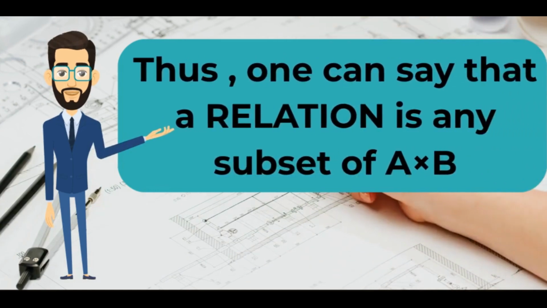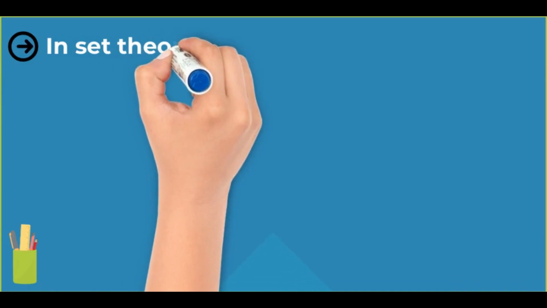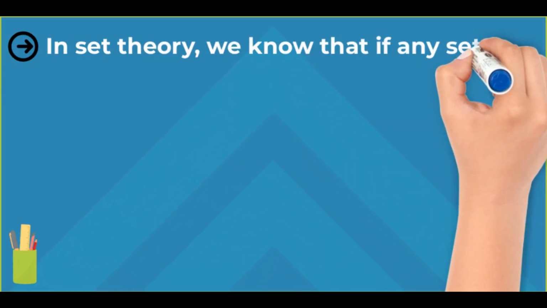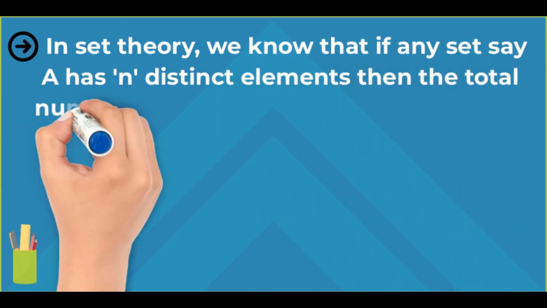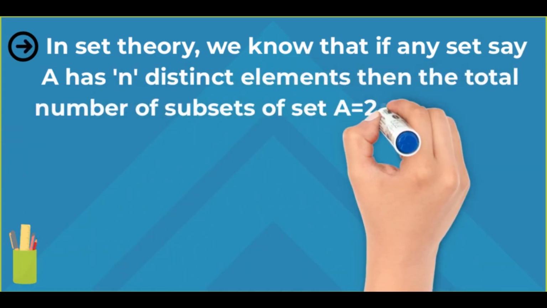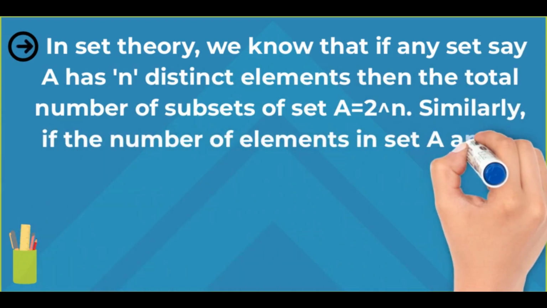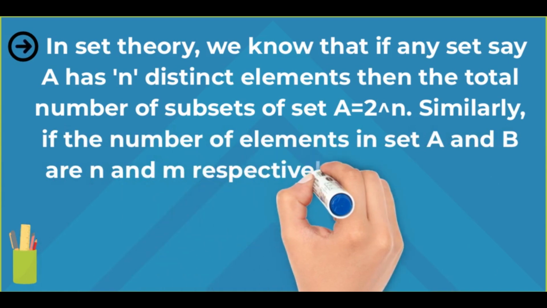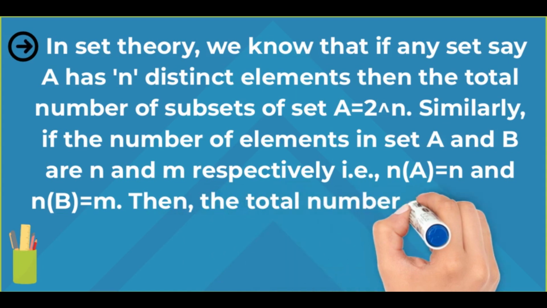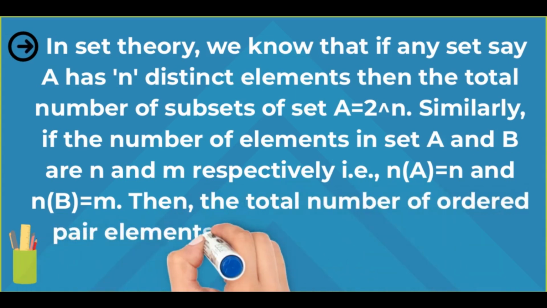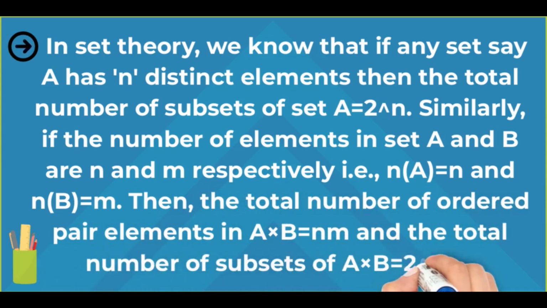Thus, one can say that a relation is any subset of A cross B. In set theory, we know that if any set, say A, has n distinct elements, then the total number of subsets of set A is equal to 2 raised to the power n. Similarly, if the number of elements in sets A and B are n and m respectively, that is n(A) is equal to n and n(B) is equal to m, then the total number of ordered pair elements in A cross B is equal to n times m, and the total number of subsets of A cross B is equal to 2 raised to the power nm.